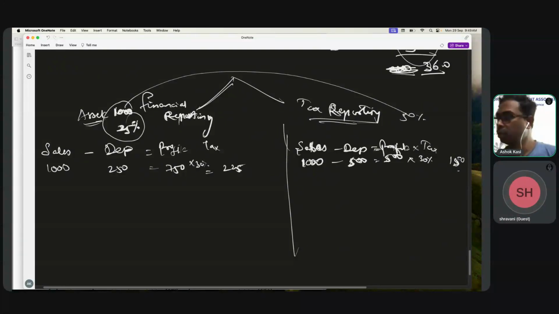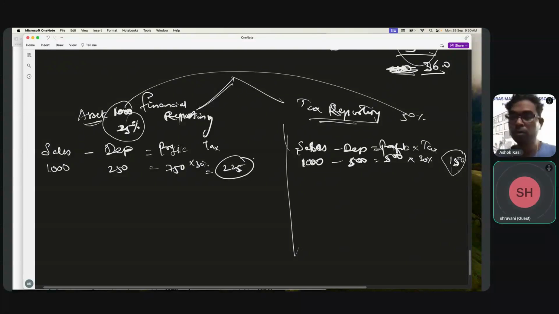Now you see, the government says pay me only 150, but I know I'm supposed to pay 225. So there is a difference. Now which one will I abide by, 150 or 225? I will go by whatever the government is asking. The government is asking 150, so why will I pay 225? I will pay only 150. But I know there is a difference of 75, 225 minus 150. So I need to record that as well.